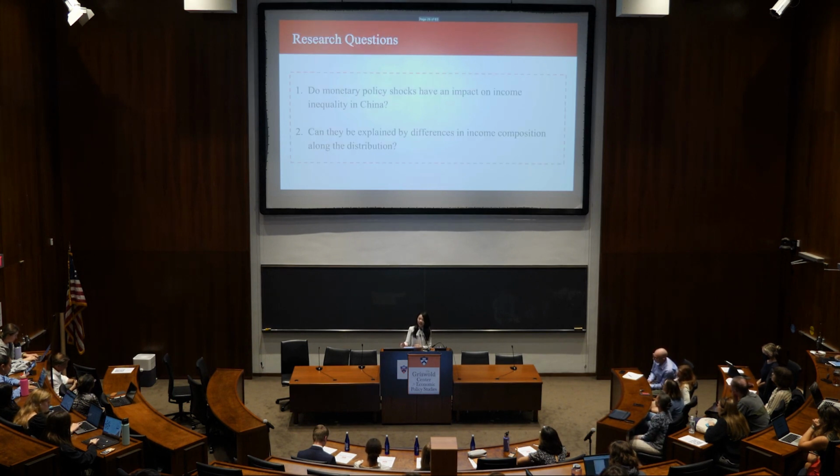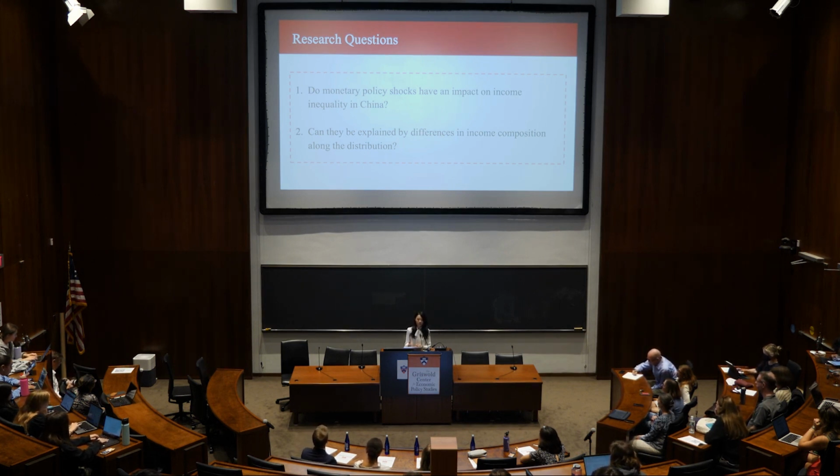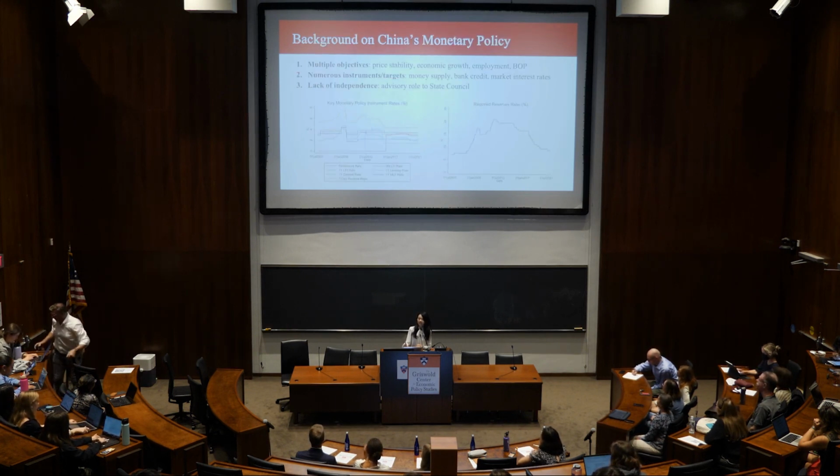And so what I set out to do was to improve upon techniques used to study monetary policy transmission in China to answer the questions: do monetary policy shocks have an impact on inequality? And if so, can we use the theory of income composition to explain that? So the intuition is that lower income households tend to earn more from labor and business income, whereas higher income households earn more from asset holdings, and their sensitivity to monetary policy shocks may look different. Now, when I was designing my empirical strategy, I had to keep in mind a few things that are particular to China's monetary policy system.